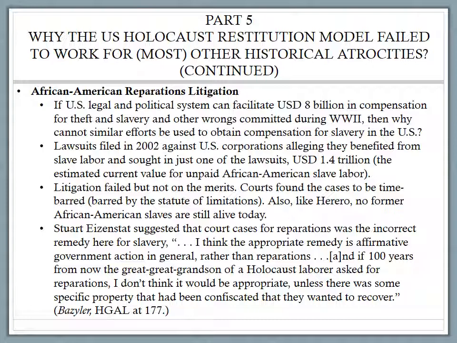And I'm interested to read your thoughts on Stuart Eisenstadt's suggestion that court cases for reparations was the incorrect remedy here for slavery, when he said, "I think the appropriate remedy is affirmative government action in general, rather than reparations. And if 100 years from now, the great-great-grandson of a Holocaust laborer asked for reparations, I don't think it would be appropriate, unless there was some specific property that had been confiscated that they wanted to recover." So my question to you is, is there a point at which the atrocity becomes too attenuated from the reparations that are sought?